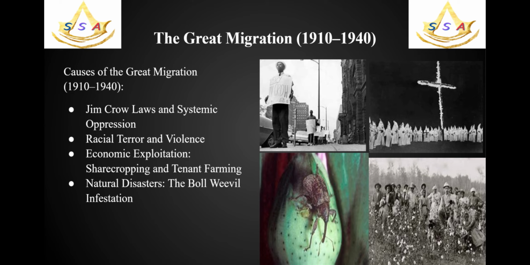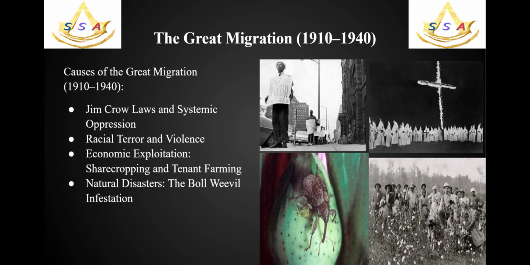On one hand, there were the Jim Crow laws and systemic oppression. Following the end of Reconstruction in 1877, the Southern states implemented Jim Crow laws, enforcing racial segregation and codifying white supremacy. These laws mandated separation in public spaces, including schools, transportation, restaurants, and even restrooms, and created a legal framework of disenfranchisement.